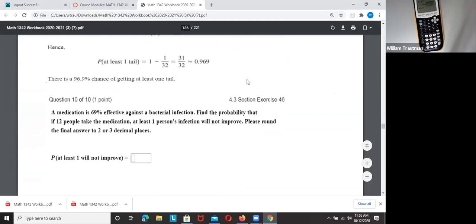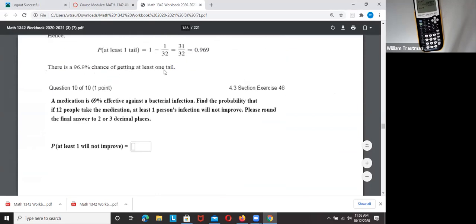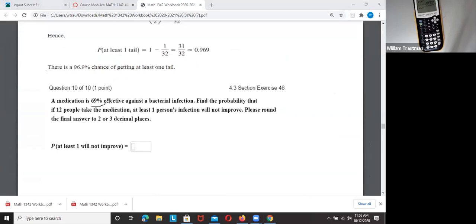Here it is. A medication is 69% effective. Find the probability that 12 people take the medication. There's going to be 12. At least 1 person's infection will not improve. It's the same thing as 1 minus the probability that the infection will improve. The infection will improve.